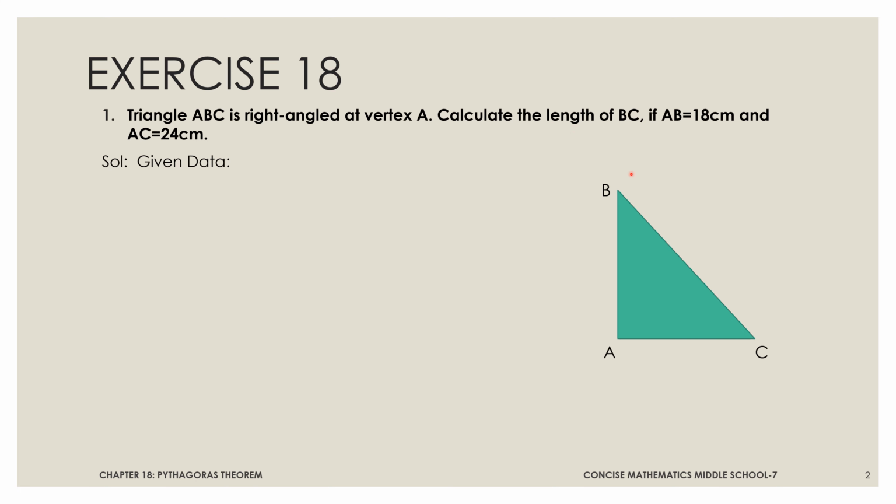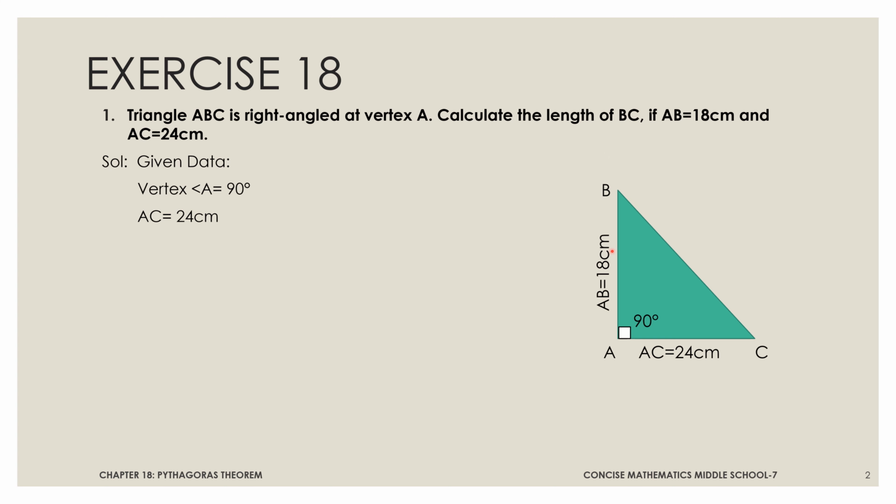Calculate the length of BC. They're asking us to calculate the length of BC. Let's write the given data. This is the angle 90 degree. That's why I'm marking this vertex as A according to the first sentence. Just write down the given data also. And AC, they have already given in the question. AC is 24 centimeter. So AC will be 24 centimeter. Just write down even in the given data part.